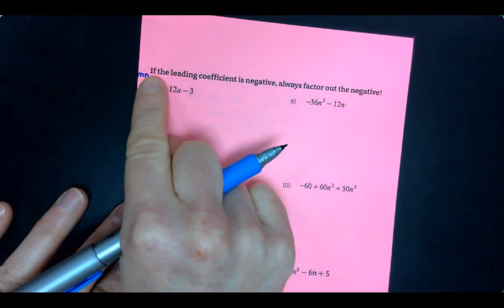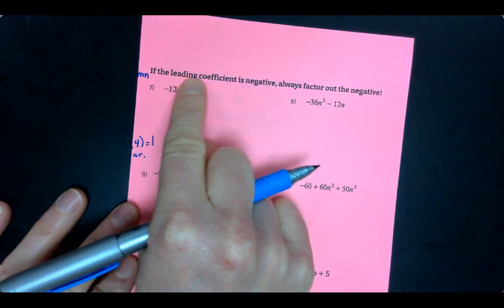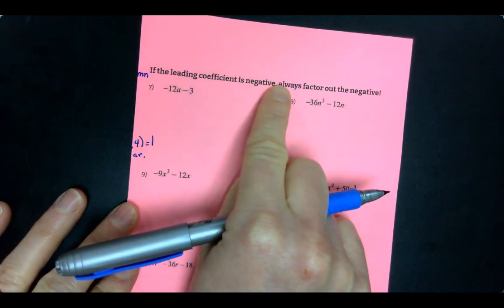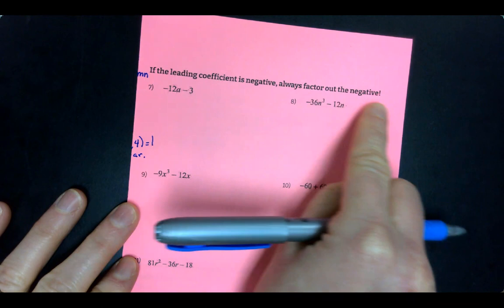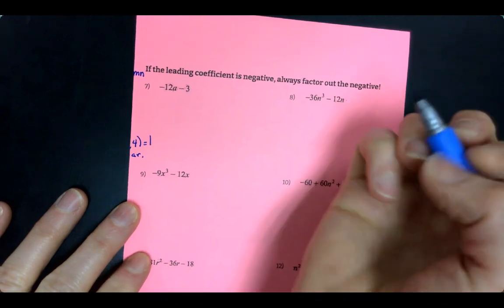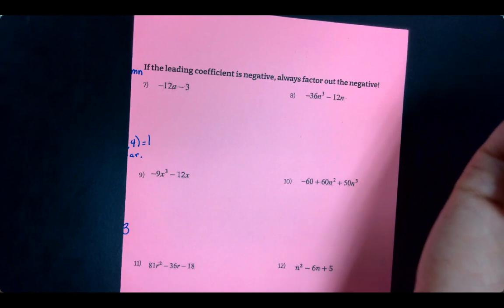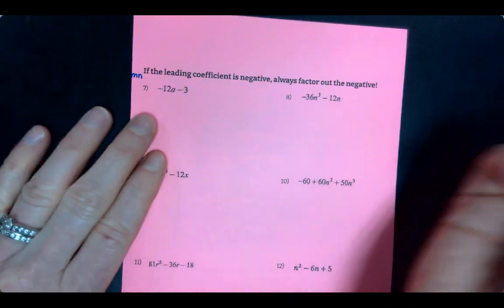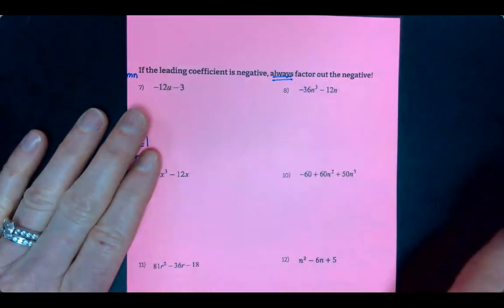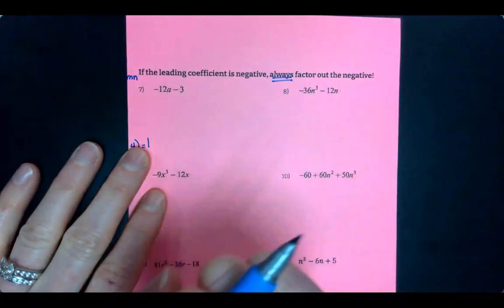Something that's important is what's written up here. If the leading coefficient is negative, always factor out the negative. So our leading coefficient is the one that has the biggest exponent or highest degree. So you always factor out the negative if the leading coefficient is negative.